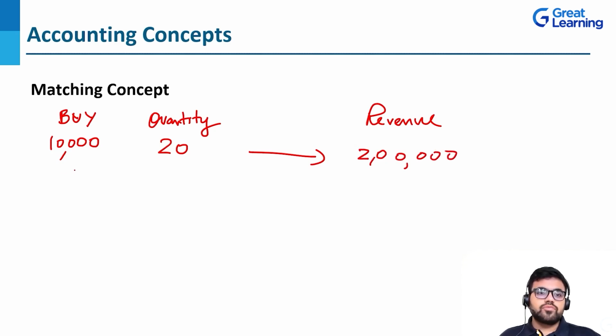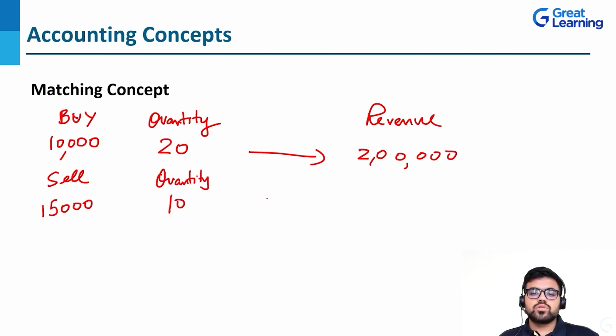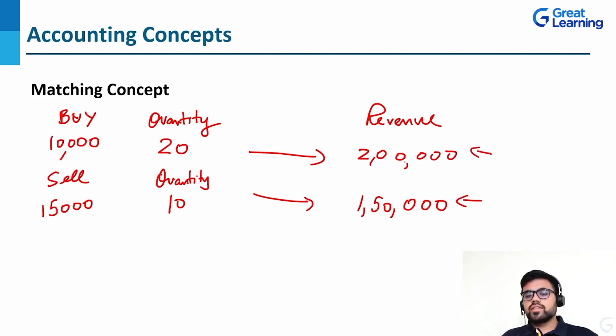Now you sell the same phone for, let's say, 15,000, and the quantity you sell is 10. So your net revenue is 1 lakh 50,000. Okay. Now, seeing these two things, your buy price and selling price, you would say that, you know what, it is a 50,000 rupees loss, right? You would conclude that it is a 50,000 rupees loss.